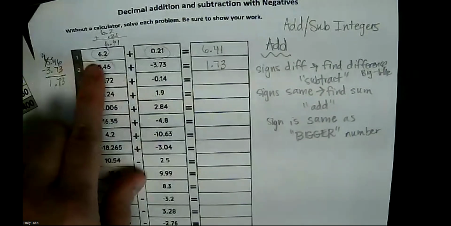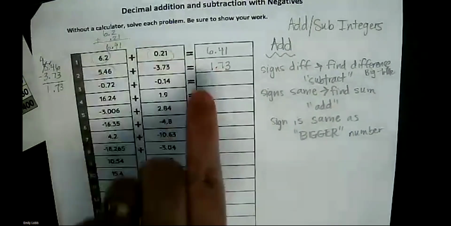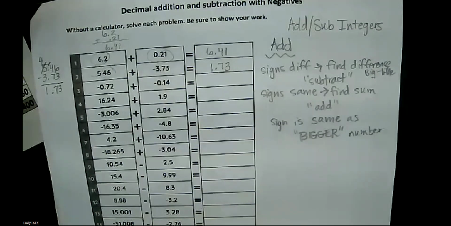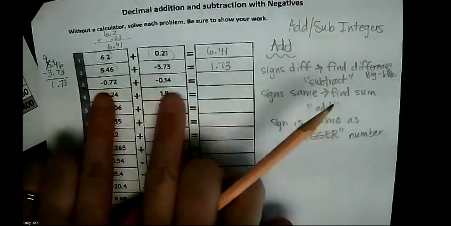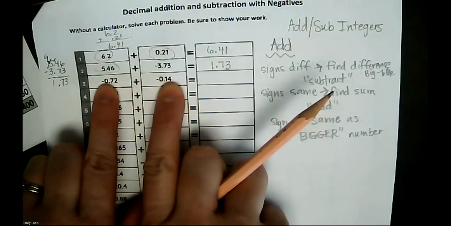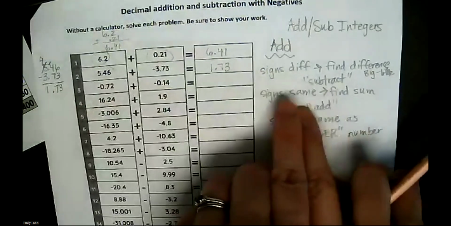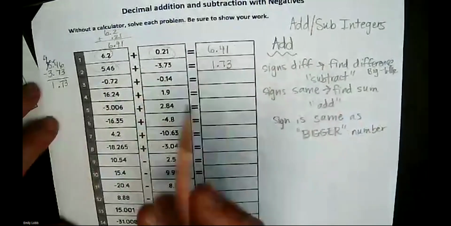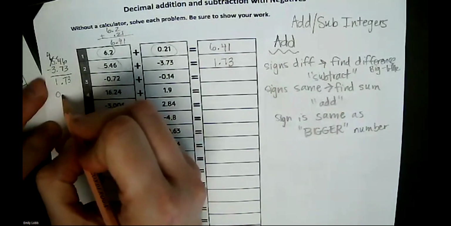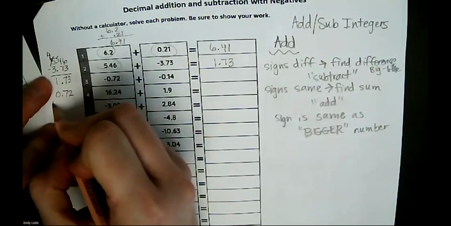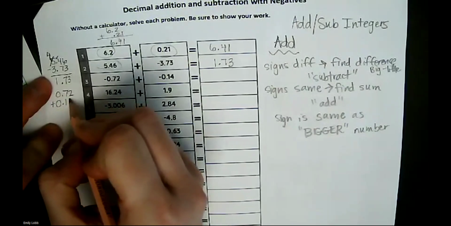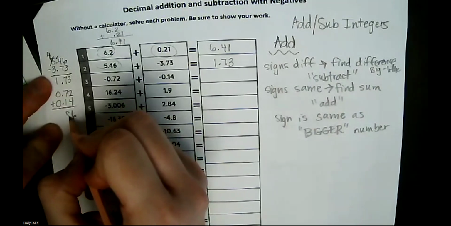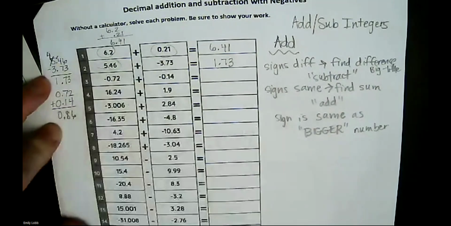But if this 5 was negative and this was positive, my answer would be negative because I would have more negatives. All right? Now, notice with number 3, our signs are the same again. So I'm going over here. When my signs are the same, I'm finding the sum and I'm adding them. So I'm thinking 72 hundredths plus 14 hundredths. 2 plus 4, 7 plus 1, bring down my decimal.